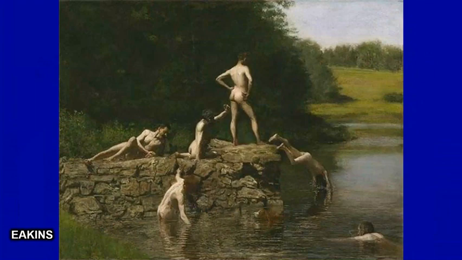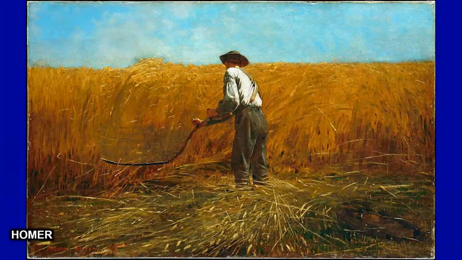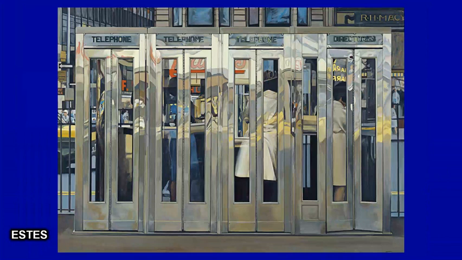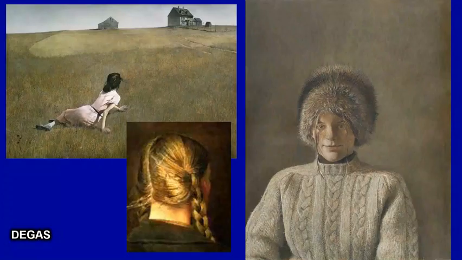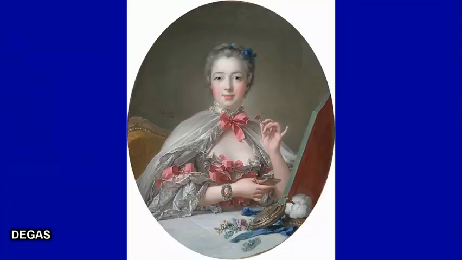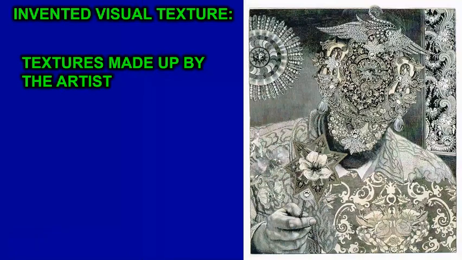Eakins, you can see the texture on the rocks. Homer, the texture of the grass. Estes, the texture of the smooth telephone booths that are like chrome and metal. Campin, if you get it close in, you can see the texture of the leaves and the grass. And that's not Degas, but Wyeth is really good about doing grass texture, hair texture, fur texture, and even the texture that's in that sweater. That's not Degas, that is Boucher. You can see the texture in the smooth skin and the lace, and even in the hair.